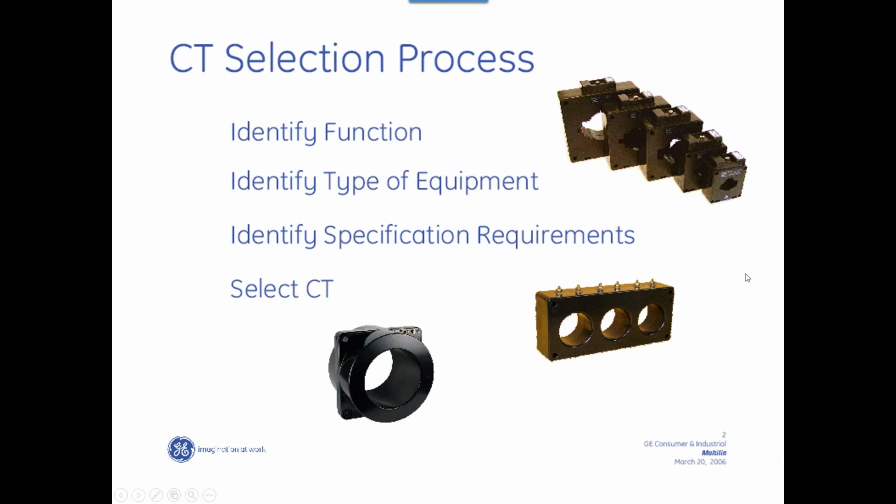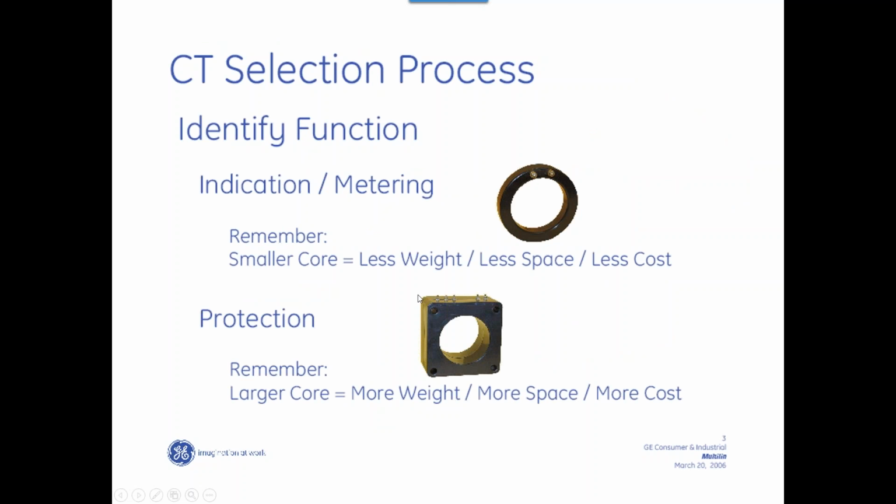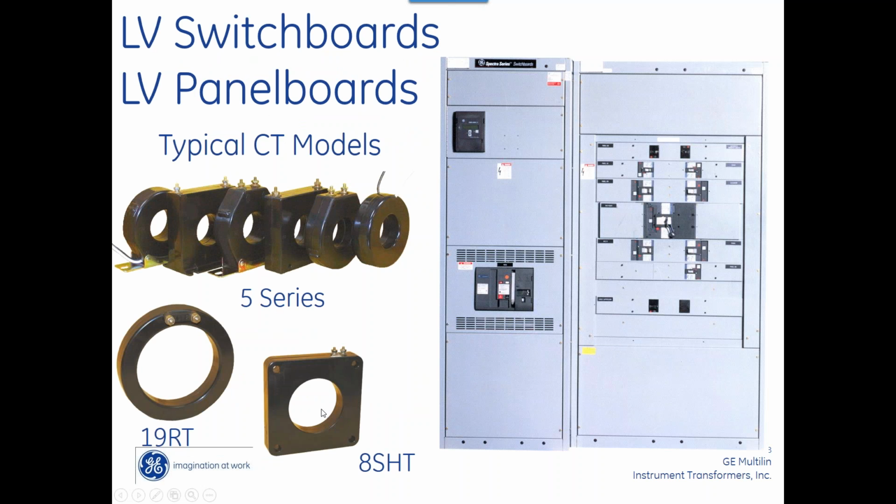Thank you. All right, so let's talk about the selection process, and here are some different CTs. You need to know the function, type of equipment, specific requirements, and how you select a CT. Is it indicating or is it protection? Metering CTs are less weight, less space, less cost. Protection CTs are bigger, heavier, cost more.